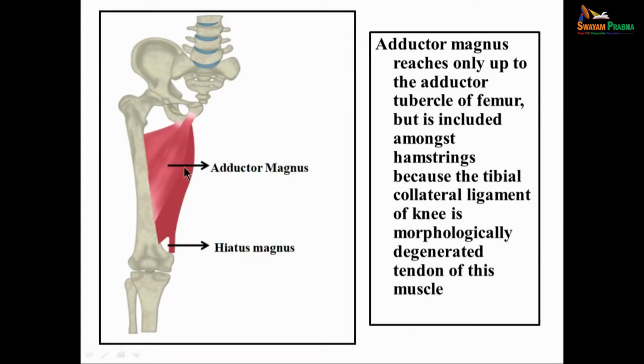Now, if you see the adductor magnus muscle, it is inserted in the adductor tubercle of the femur here, which is not crossing the knee joint, but still it is included in the hamstring group because the tibial collateral ligament, which is the morphologically degenerated tendon of this muscle, crosses the knee joint and is inserted into the tibia.